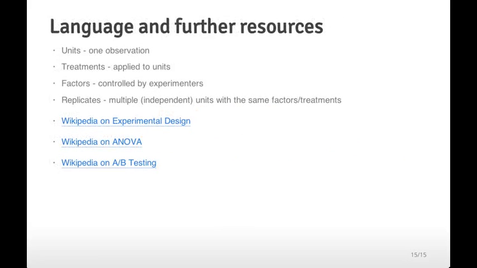So a little bit about the language for ANOVA. A unit is one observation in ANOVA. You often hear the word unit used in ANOVA. The treatments are the different conditions that the experimenter applies to the different units in the study. The factors are what are controlled by experimenters. So these are the conditions that maybe are not necessarily of interest. They might be technical conditions that are just being controlled by the experimenters, but aren't necessarily part of what's being tested for interest. And then replicates are multiple, usually independent units with the same factors and treatments.